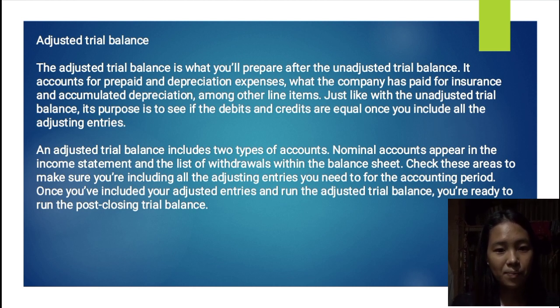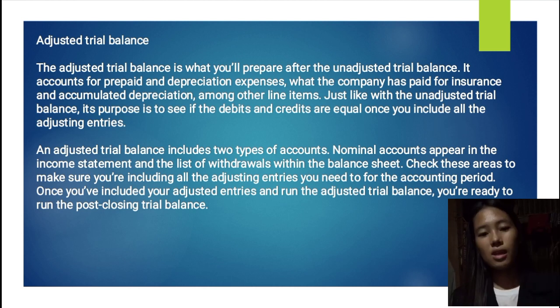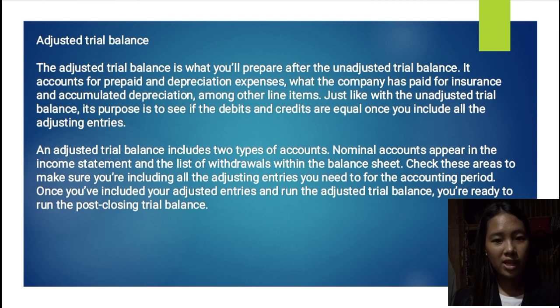Just like what an adjusted trial balance, its purpose is to see if the debits or credits are equal once you include all the adjusting entries. An adjusted trial balance includes 2 types of accounts. Nominal accounts appear in the income statement and the list of withdrawals within the balance sheet.